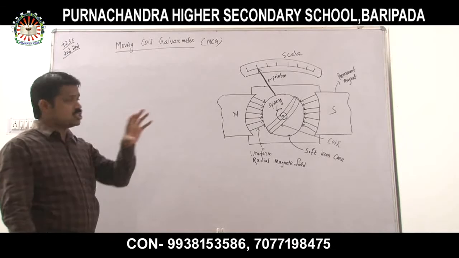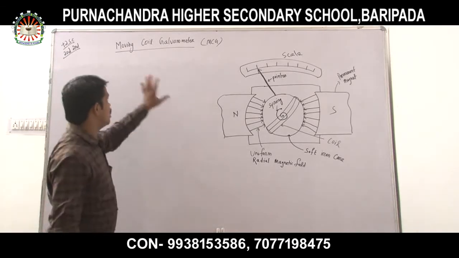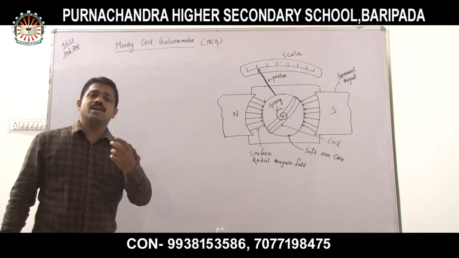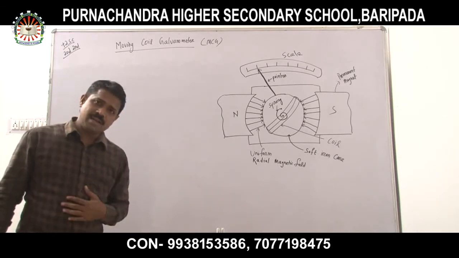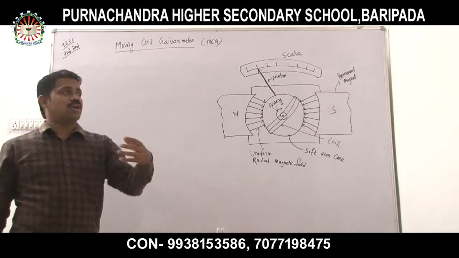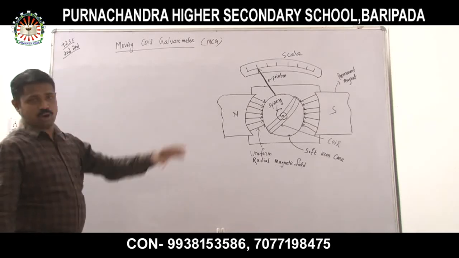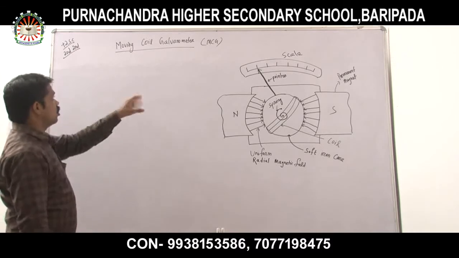This is the main important use of this device, and there is another use also: with some simple modification, the moving coil galvanometer can be used as an ammeter and can be used as a voltmeter. How we will do it, we will talk about it later. Okay, clear. So don't worry about that one.